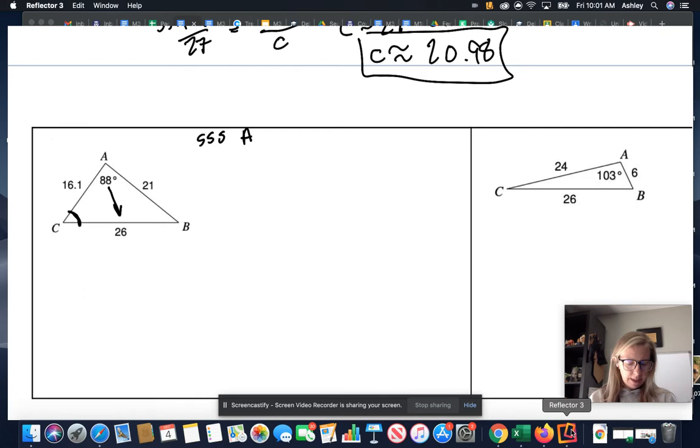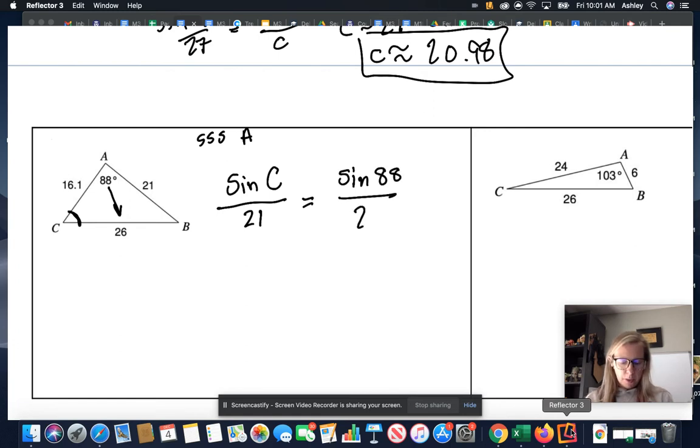All right, so we're going to set this up. Sine of capital C, because now I'm solving for an angle, over its opposite side of 21 is going to be equivalent to sine of 88, the given angle, over 26. Again, we always have to have a completed ratio to be able to use law of sines. Now we cross multiply: 26 sine of C is equal to 21 sine of 88.